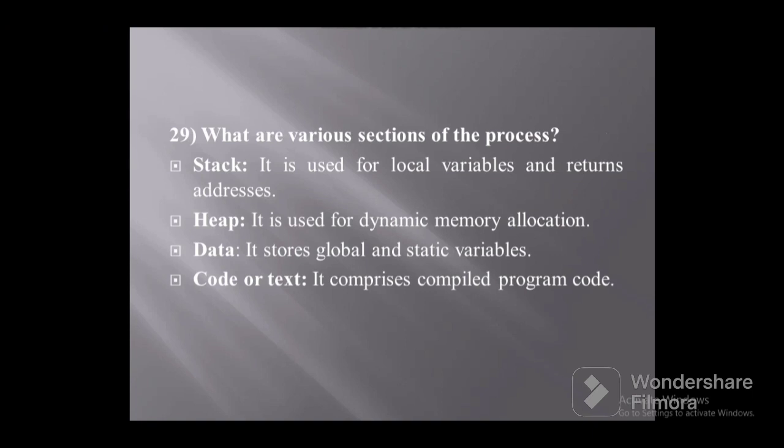What are various sections of the process? What we studied previously was the states of the process, that is, the 5 states. And here, read it carefully, what are the various sections of a process? It should also be in sequence. First is stack. What is stack used for? It is used for local variables and return addresses. Heap, what is it used for? It is used for dynamic memory allocation. Data stores global and static variables. Code or text comprises the compiled program code.